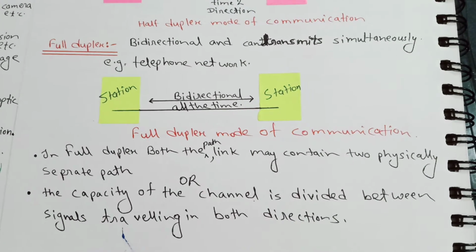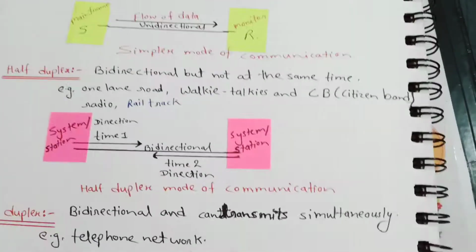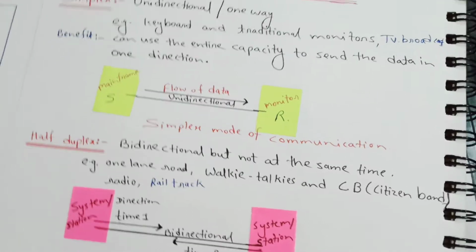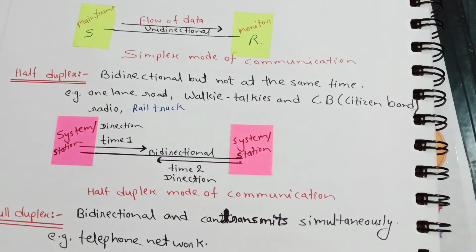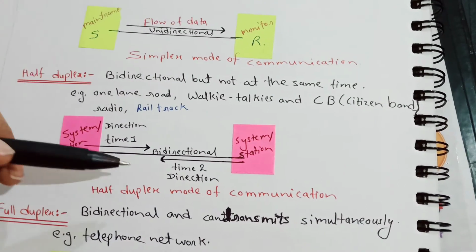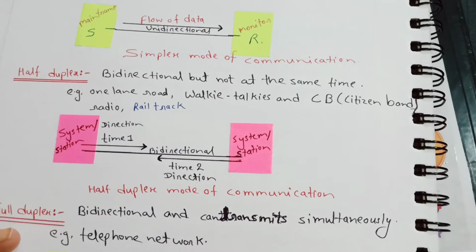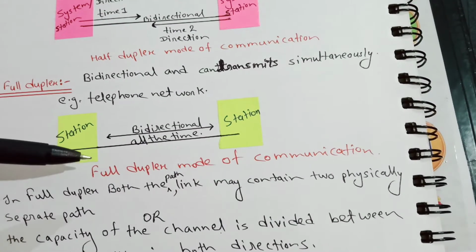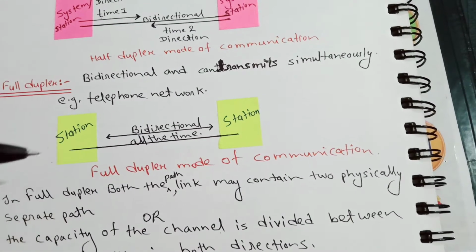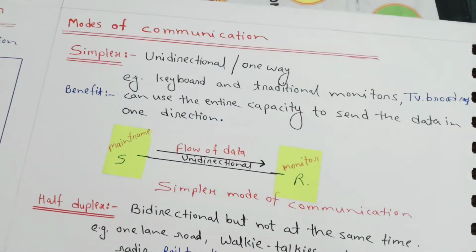So please, friends, you can see that the flow of data will be in one direction, or in both directions but not at the same time, or in both directions all the time. These are the modes of communication.